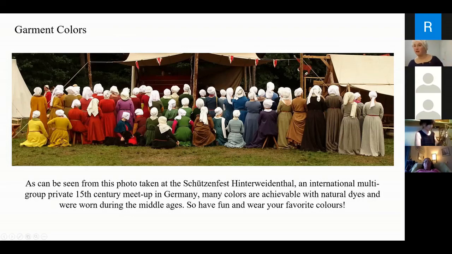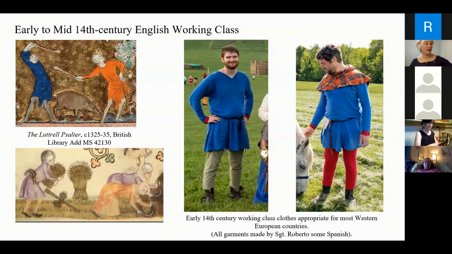Coming back around, I wanted to show some comparison images after the general images. So we have the Luttrell Psalter from the early 14th century. It's one of my favorites for getting people started in the 14th century because producing the clothing from it is very easy. It's very straightforward, and it has all of these amazing images of people working in the fields or working in the houses, and it shows the class changes so well.